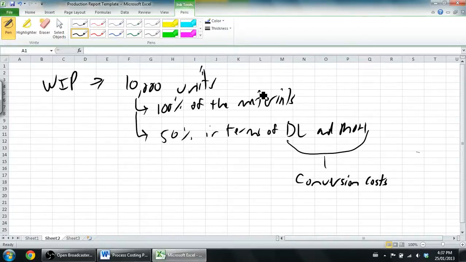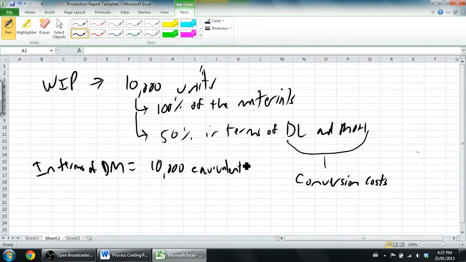So now the question, and this is the crux of these production reports, we have to determine how many equivalent units we've got. Well, in terms of material, we've got 10,000 units, that we've got 100% of the material. 10,000 times 100% means we've got 10,000 equivalent units in terms of material. Right? We've got 10,000 units worth of material sitting there.